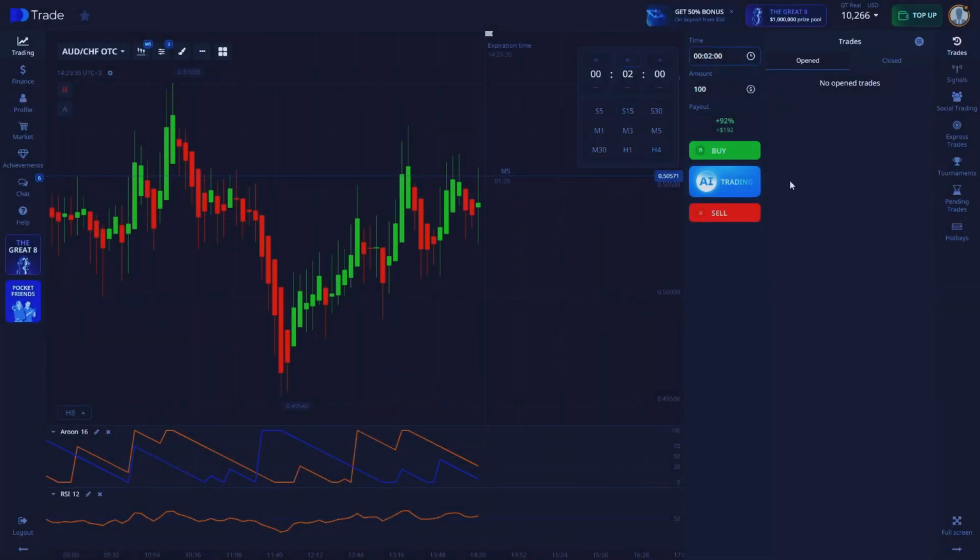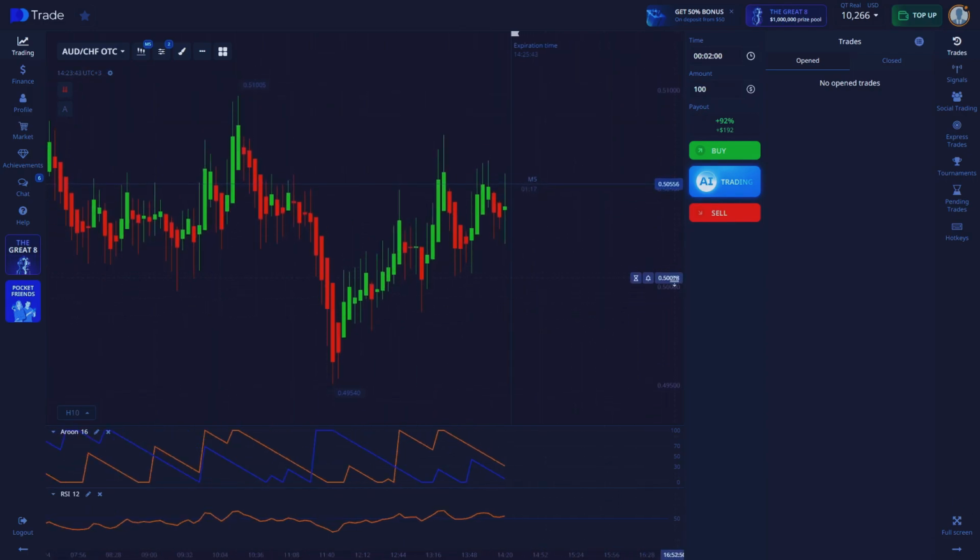The trade duration will be 2 minutes. As you can see, I have $10,000 on balance. This means I will enter with 1% of my account, which is $100.